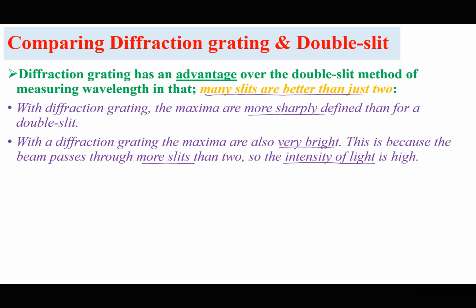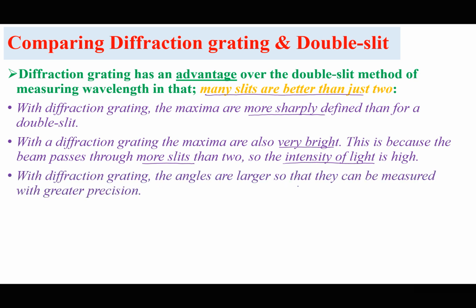With the diffraction grating, we have seen that the angles are large, so they can be measured with a greater precision. And I said whenever a quantity being measured is big, the percentage uncertainty is small. So because the angles considered in a diffraction grating are large, they are easily measured with greater precision. So the percentage uncertainty is very low.